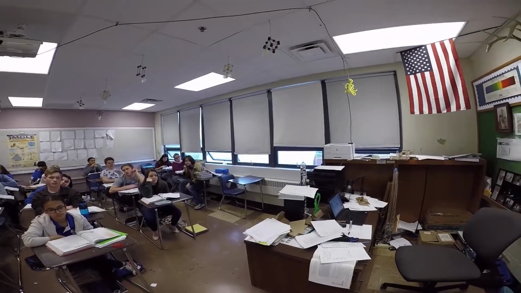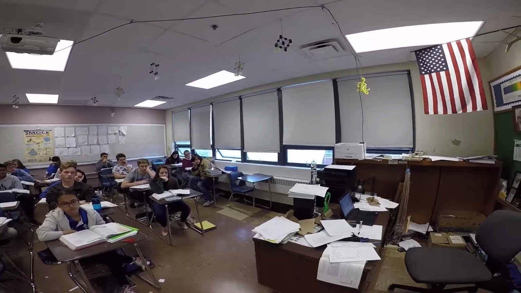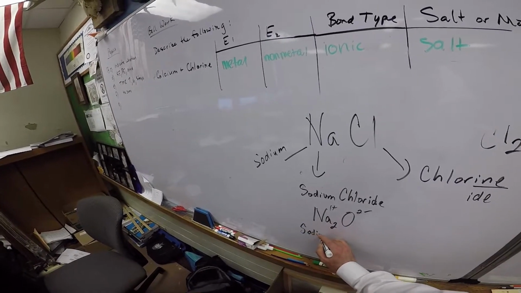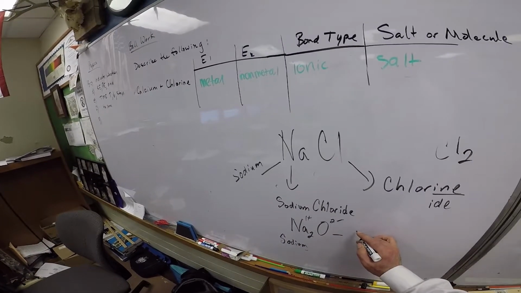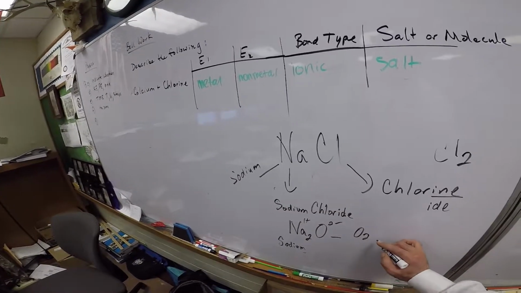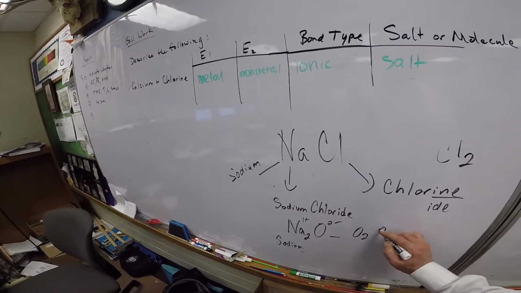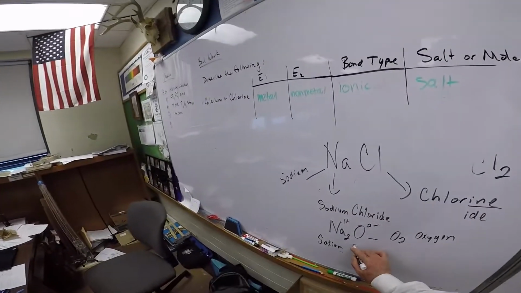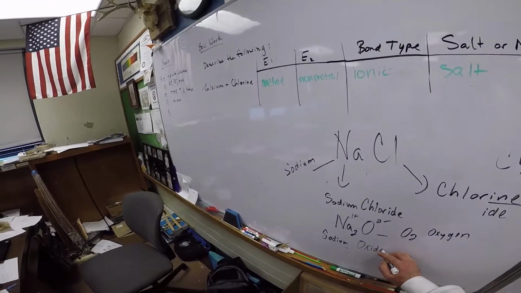So you want to get the formula right first. You write down the elements, make sure you have your formula right by balancing them, because they're all going to have 0 charge, remember that? So you have your sodium, and this is going to be like O2, so that would be oxygen. And what's this going to be changed to? Sodium oxide. That would be sodium oxide.